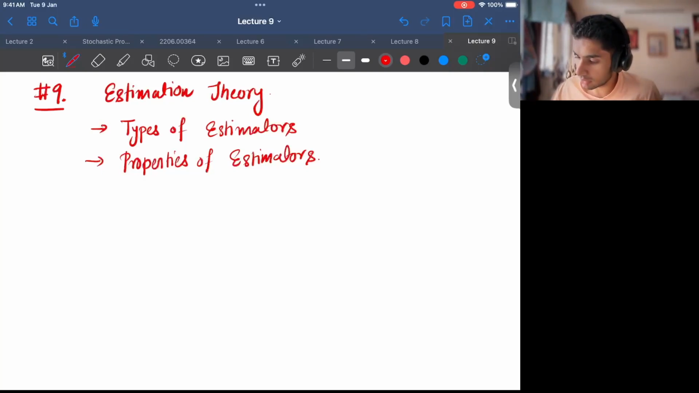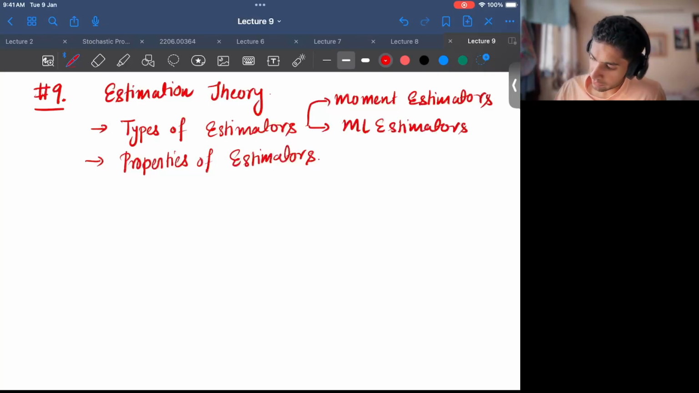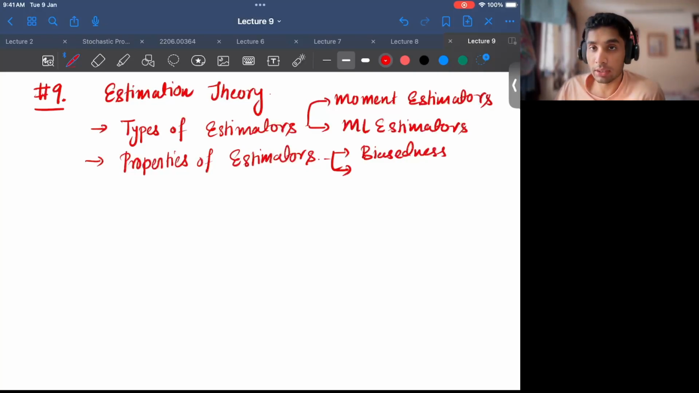What do you study in types of estimators? I think broadly you have studied two of them: moment estimators and MLE, the maximum likelihood estimate. And in properties you basically study again two things: biasness, and the second property that you study is consistency.